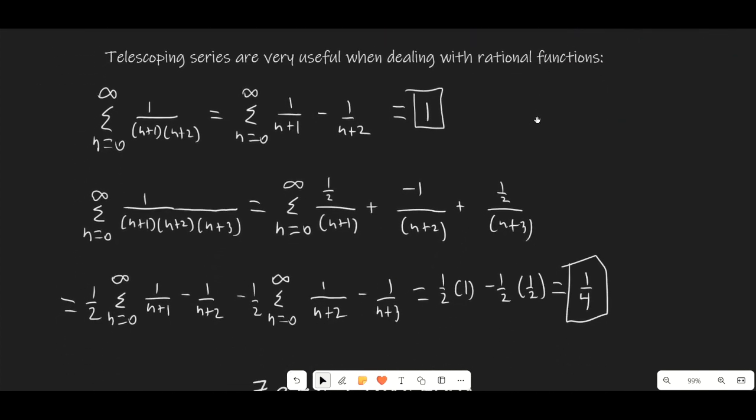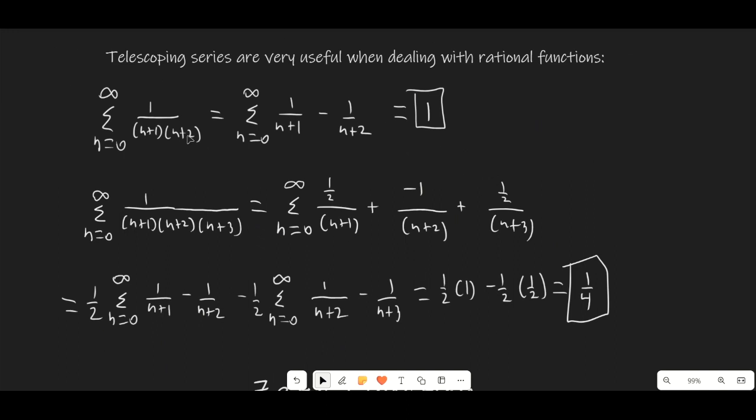Telescoping series are really good with rational functions. As you can see right here, I have two examples. In this situation, we had 1 over (n+1)(n+2), and this is very similar to what we just did. So this telescoping series just ends up evaluating to 1, because if you write out the terms, everything will cancel, and then the terms at the end go to 0. And all that really is going to impact us is that first term, which is 1 over 1 minus 1 over 2. So our overall answer is 1.